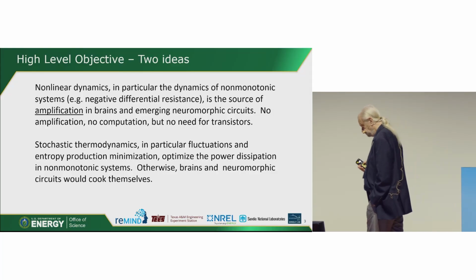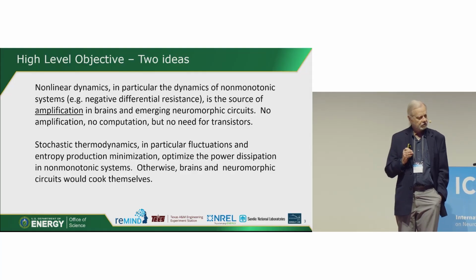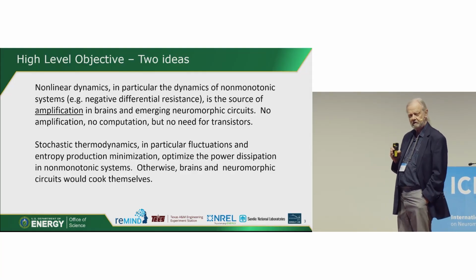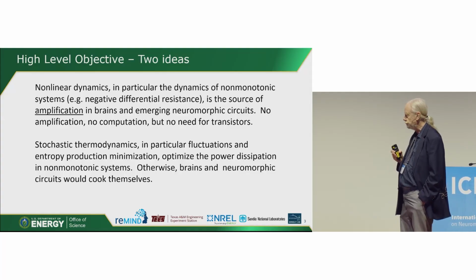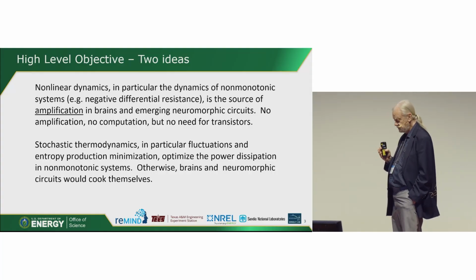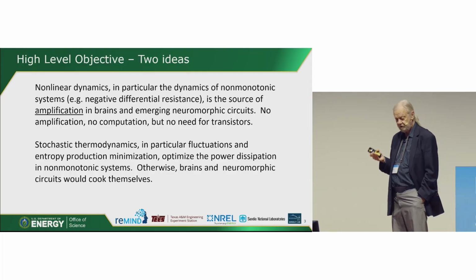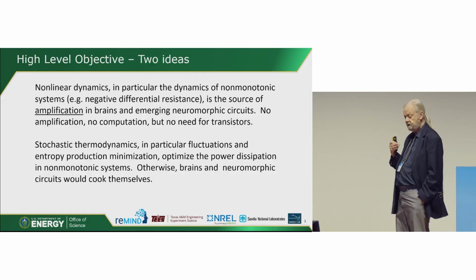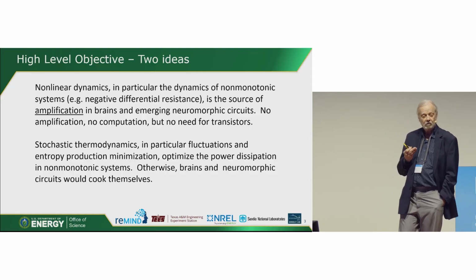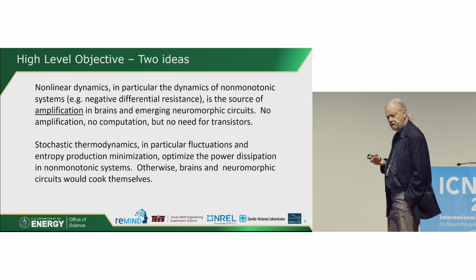But it turns out that this non-monotonic response is the source of amplification in brains. Now, most of us don't really think about the fact that neurons are amplifiers, but they are. There are no three-terminal devices. Brains are capable of amplification if the neurons are essentially biased at a particular point in their characteristic. Without amplification, there's no computation. But my goal is no transistors. So I'm trying to build systems without transistors that have all of the amplification that's required in order to do neuromorphic computing.